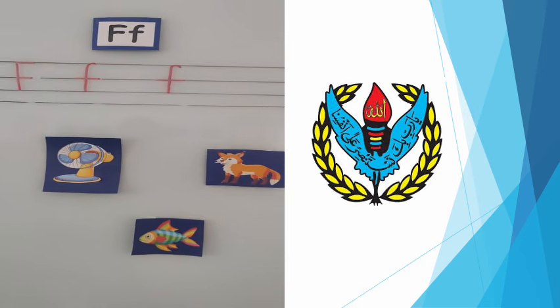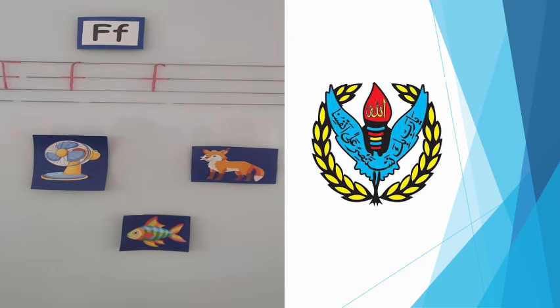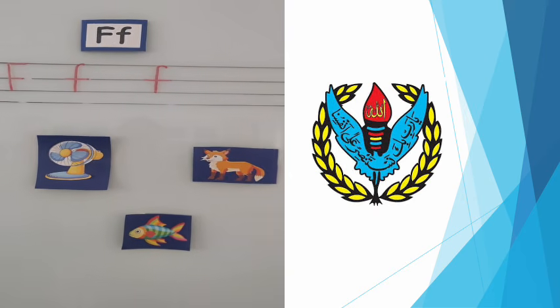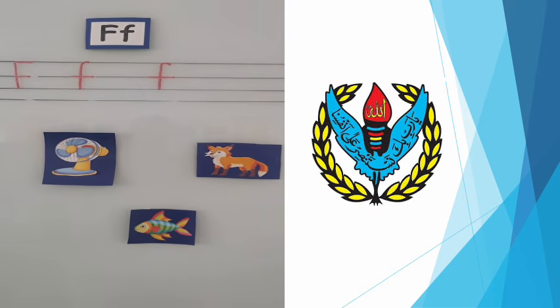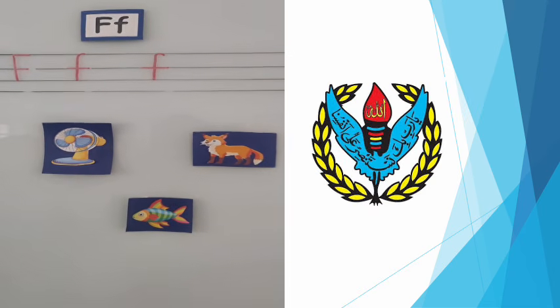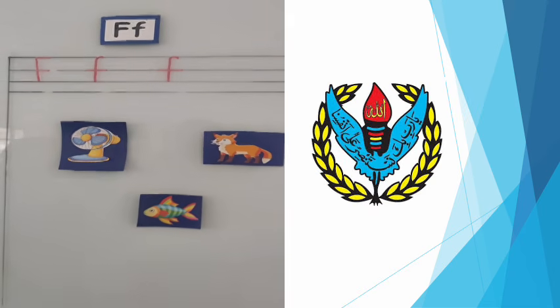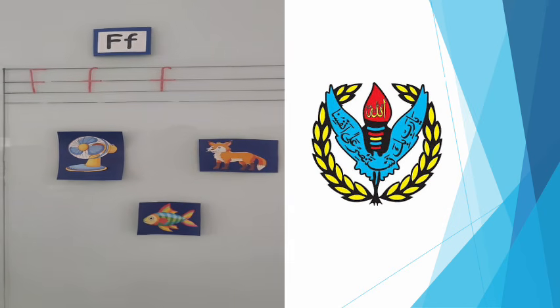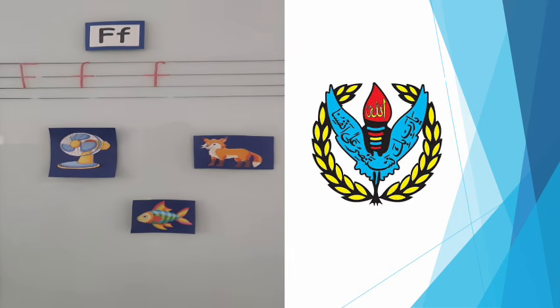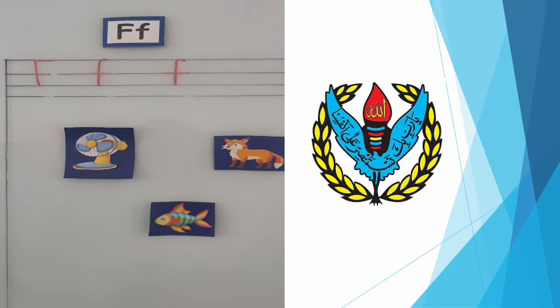Now look, there are some pictures which are starting from the F. F for fan, F for fox, F for fish. Now you have to practice this F, capital F and small f in your workbook. Try it and try to write in proper lines.